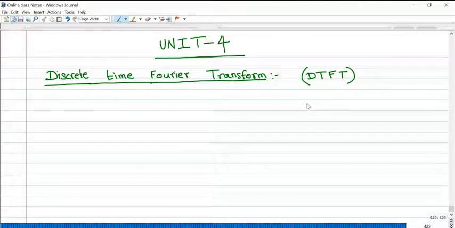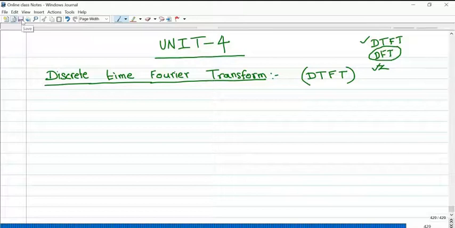Unit 4 deals with discrete time Fourier transform as well as Z transform. We have only two mathematical tools available in Unit 4. Previously, we had three: DTFT, then DFT, and then Z transform. So I think we have removed DFT from your syllabus, and DTFT is a transform. Only these two things are available, because DFT you will be studying in the digital signal processing subject.